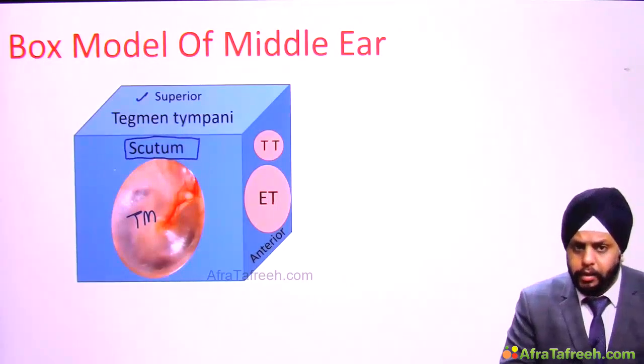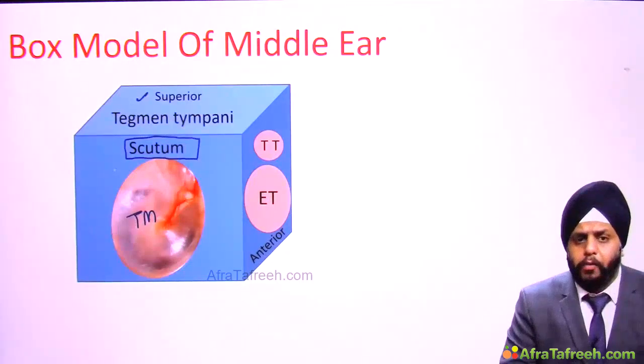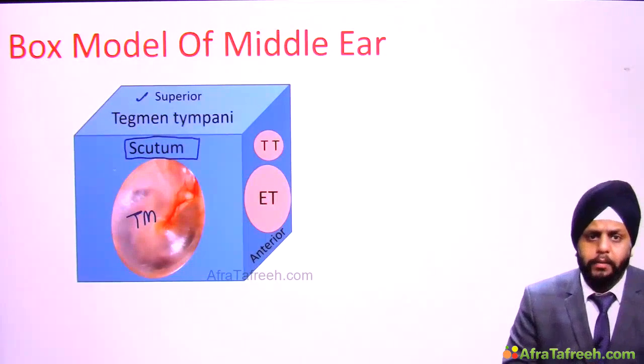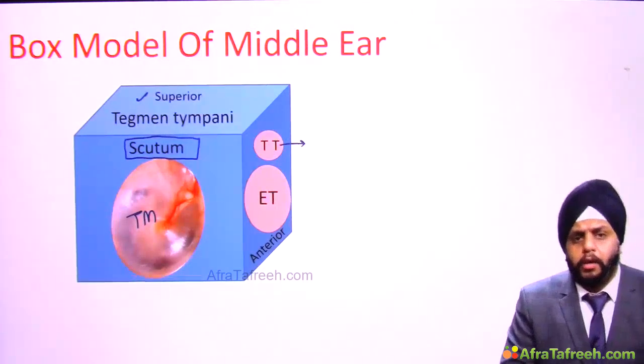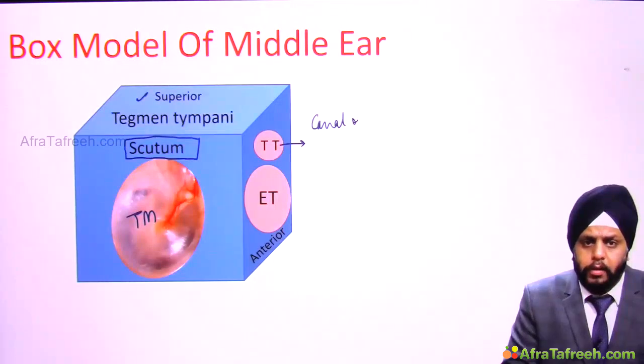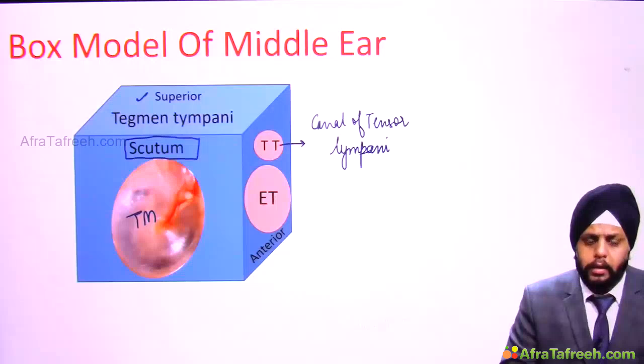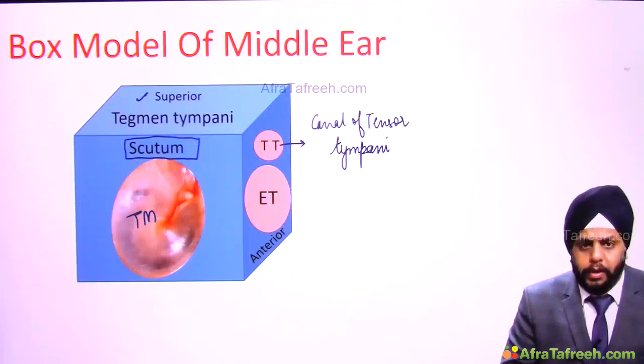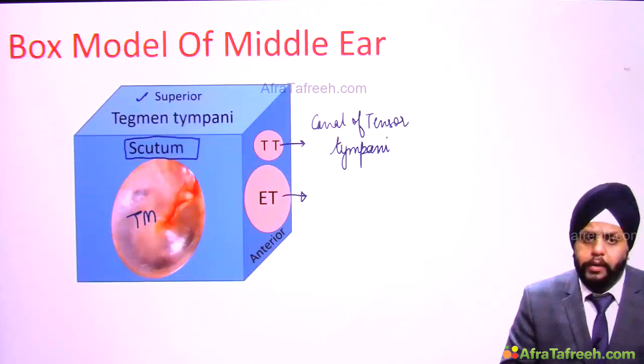Let's come to the anterior wall. On the anterior wall, we have two openings. Which two openings? We have an upper small opening, that's the opening for the canal of tensor tympani muscle. And we have a lower big opening. This lower big opening is the opening for the eustachian tube.